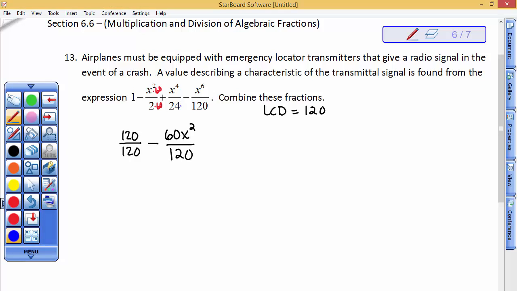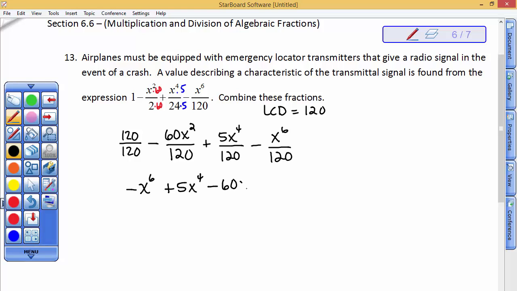I mentioned a minute ago that 24 needs to be multiplied by 5 in order to get 120. So will this x to the 4th. So that will be 5x to the 4th over 120. And finally, the last term is subtract x to the 6th over 120. So now, because they all have common denominators, I can go ahead and put their numerators together. If I want to put it in descending order of the exponent, I could put the x to the 6th term first with its minus sign, then the 5x to the 4th. Then the minus 60x to the 2nd, and finally the positive 120, with all of this being over 120.